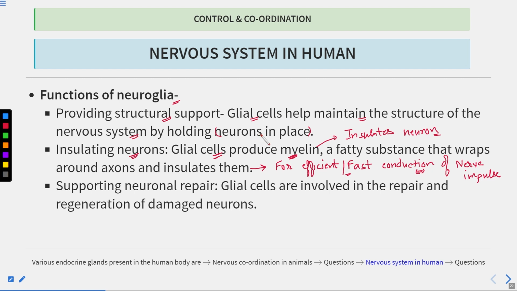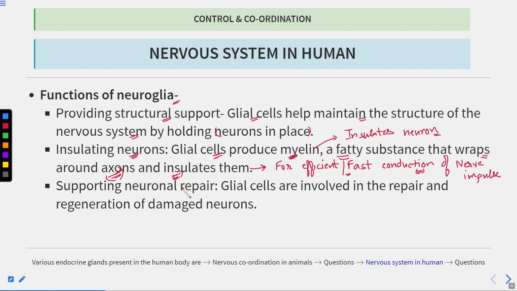Okay, so the glial cells produce the myelin, which is a fatty substance that wraps around the axons. The axon is part of the neuron. These axons are covered by the myelin sheath, and this myelin sheath insulates the axon, or the neurons, and helps in the fast conduction of the nerve impulses. Clear? We'll talk about the nodes of Ranvier and the conduction in the upcoming slides.